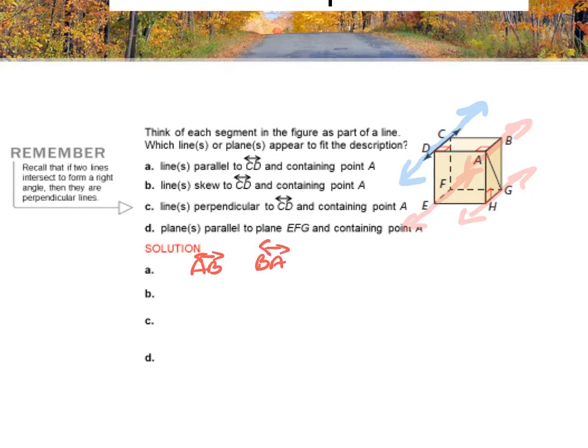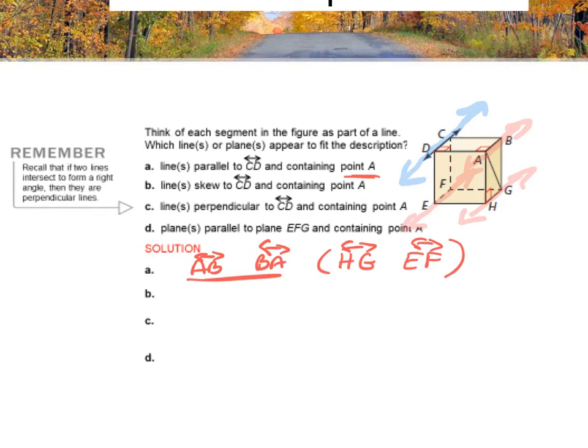But if it only asked for lines that were parallel, that didn't specify point A being one of them, you could have also said HG and EF, or flip the order of the letters. But because it said to include point A, this would be the only answer.